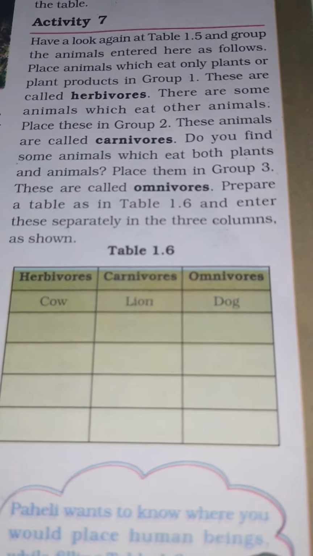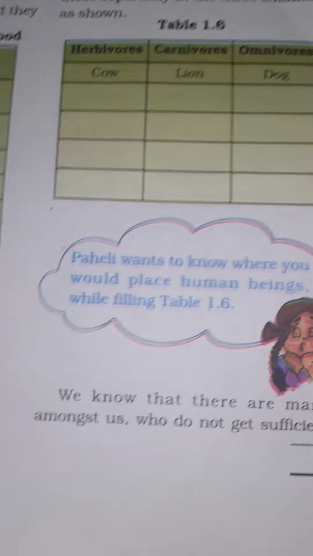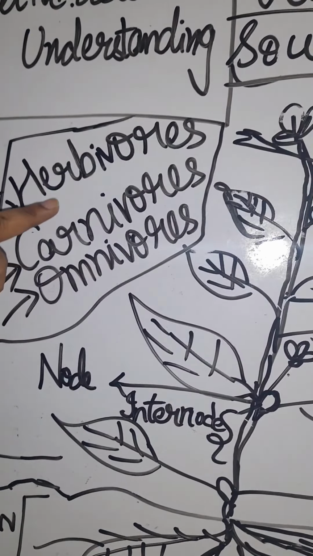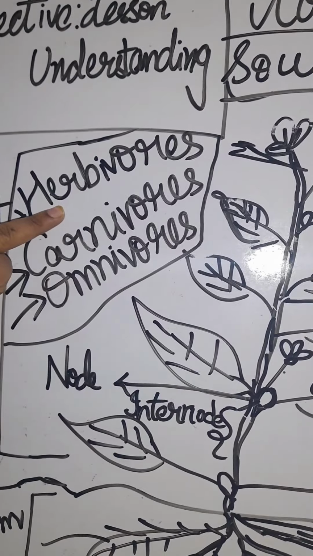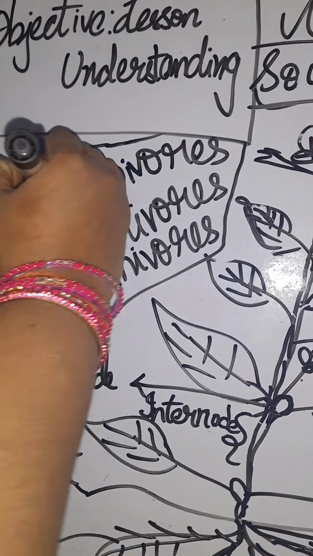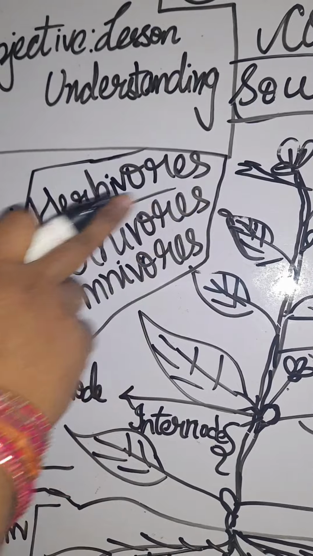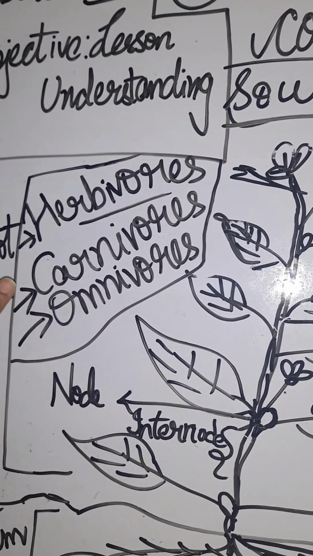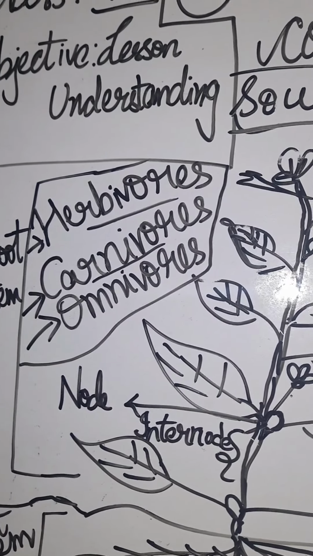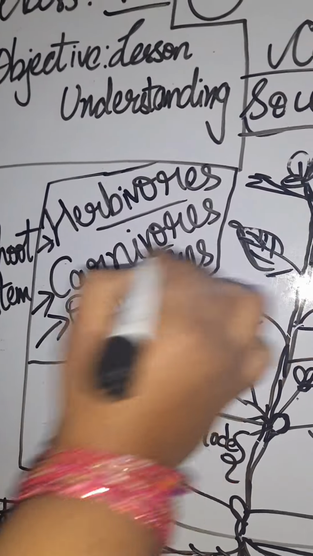The animals that depend for their food on the plants are called, yes, you are correct, maybe you are answering, I can't listen, herbivores. What are they called? Herbivores, okay children. Next, the animals which depend for their food on other animals are called carnivores. Then the animals which depend both on plants and on other animals are called omnivores.